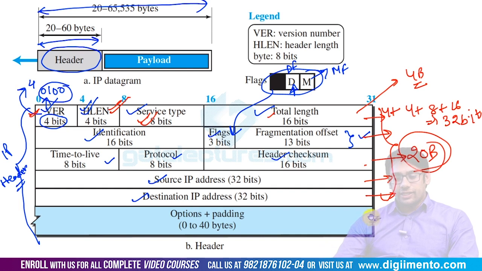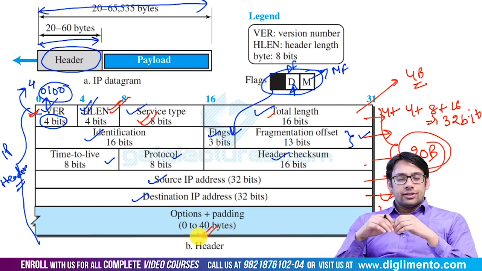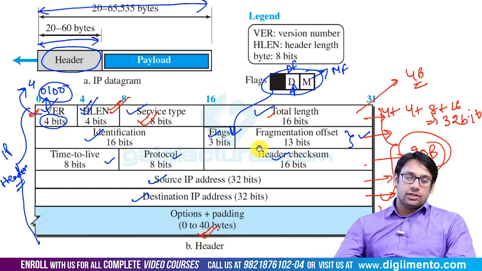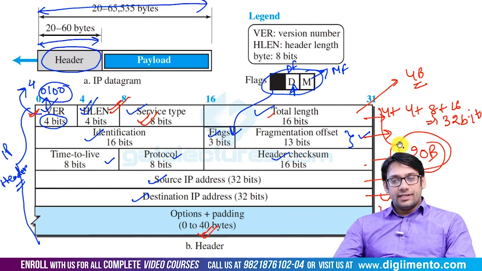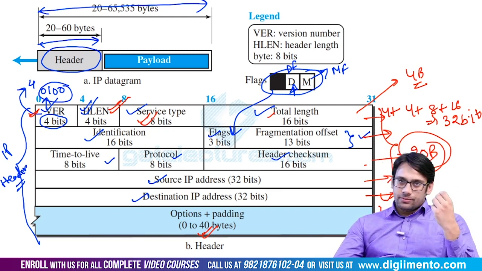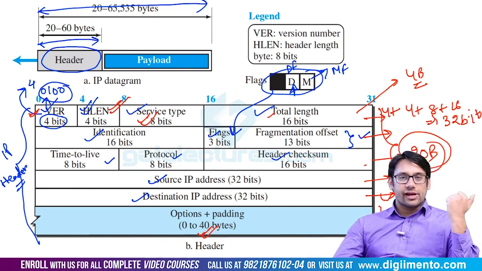Then we have the remaining 40 bytes here. These 40 bytes are optional. This field is also called options. And we also add some padding bits here in these 40 bytes. The length of this entire IP header can be 20 bytes plus these 40 bytes. In these bytes, we store various kinds of information.